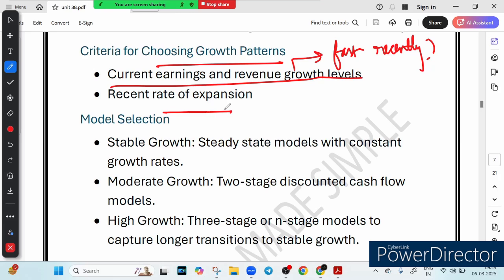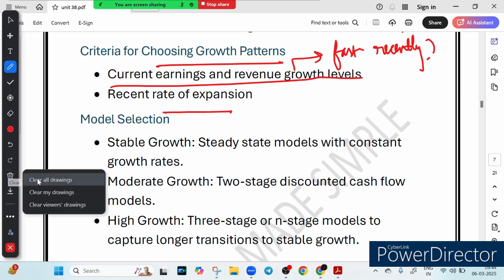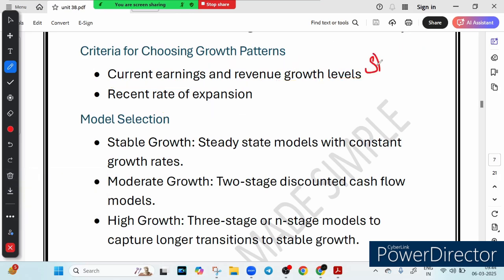Let me give you some examples to make it more clear. You can think of a steel manufacturing company. They may have stable growth. A healthcare firm with new medical technology might see moderate growth. And a startup in AI-driven banking solutions could be a high growth model.